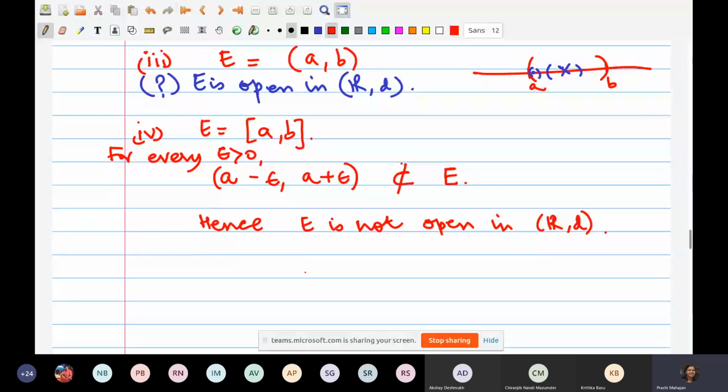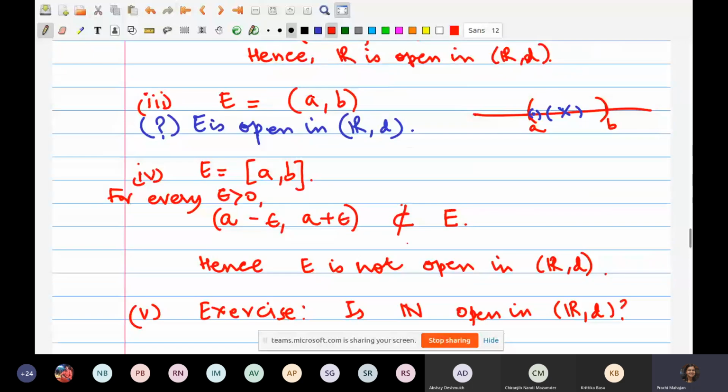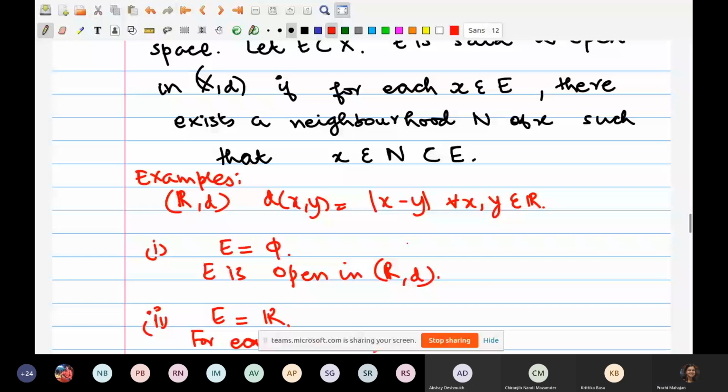I will end our time with a couple of statements and an exercise. Let's take E to be the set of natural numbers. Is N open in the Euclidean metric space? So what is the question here? If N is open in the Euclidean metric space, you have to check this by the definition: for each point in N, is there a neighborhood of that point that is entirely contained in the set of natural numbers? This is something for you to check.